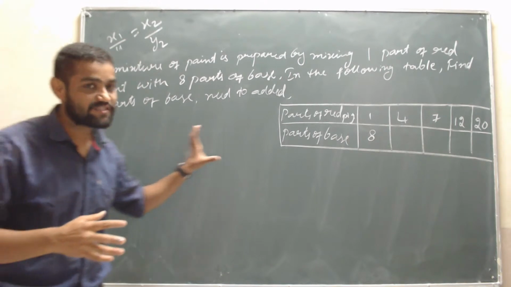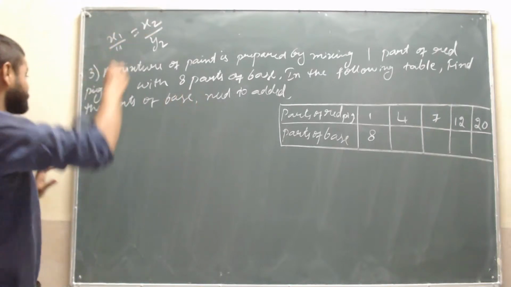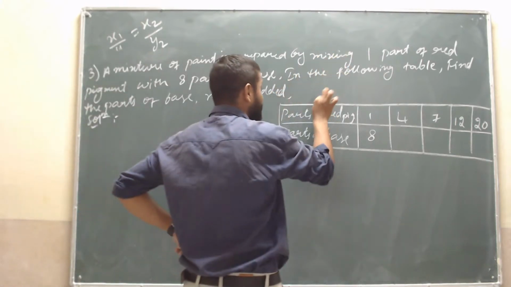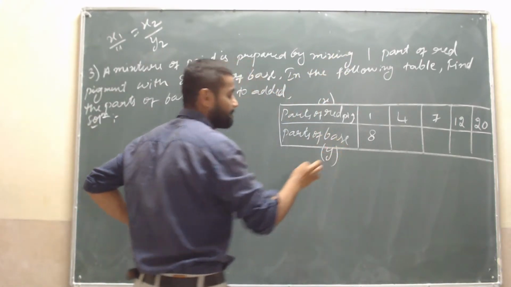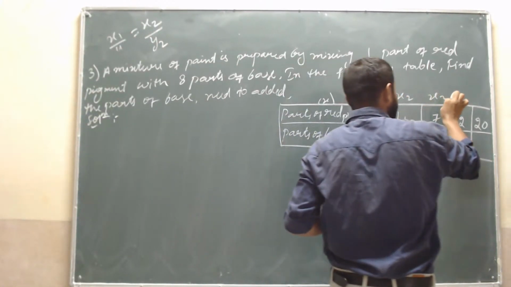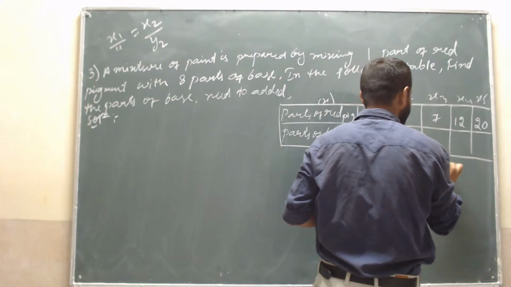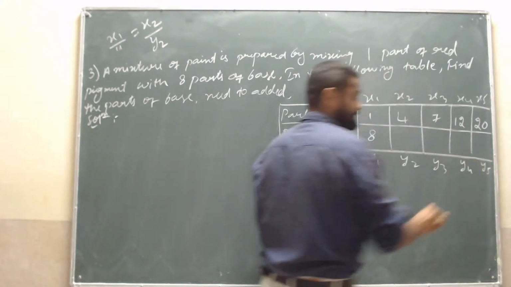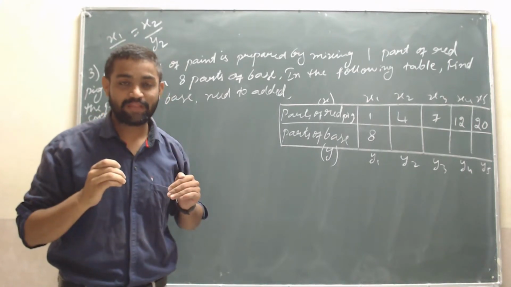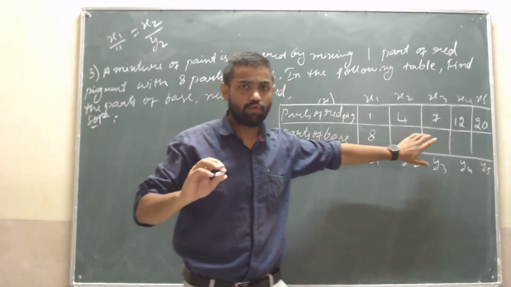This is the table and this is the solution. Directly I will solve by using this table. So assume that the parts of red pigment are X and the parts of base are Y: X1, X2, X3, X4, X5 and Y1, Y2, Y3, Y4, Y5. Is it clear? See, now we have to find out the value of Y2, Y3, Y4, Y5.